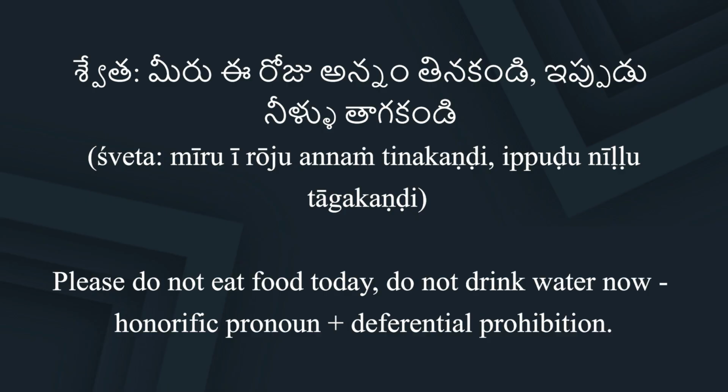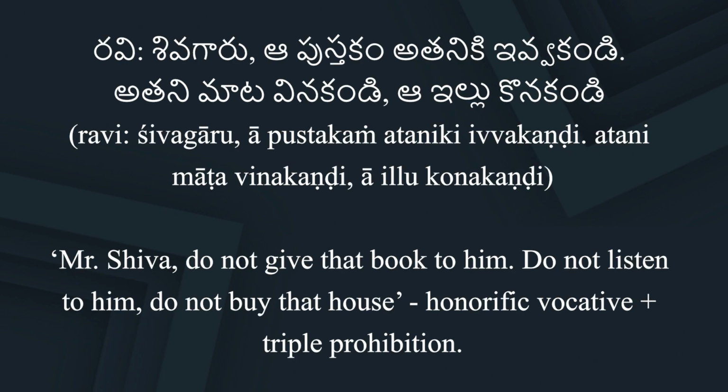See the examples. Sweta character says, మీరు ఈరోజు అన్నం తినకండి, ఇప్పుడు నీళ్ళు తాగకండి. Please don't eat food today. Do not drink water now. It is a honorific pronoun plus deferential prohibition. శివగారు ఆ పుస్తకం అతనికి ఇవ్వకండి, అతని మాట వినకండి, ఆ ఇల్లు కొనకండి. Mr. Shiva, do not give that book to him, do not listen to him, do not buy that house. It is a honorific vocative plus triple prohibition.